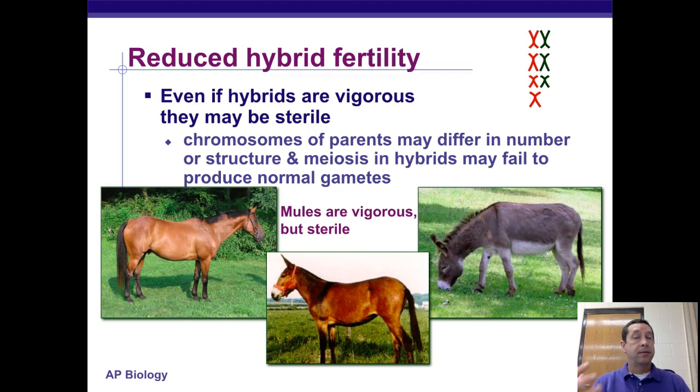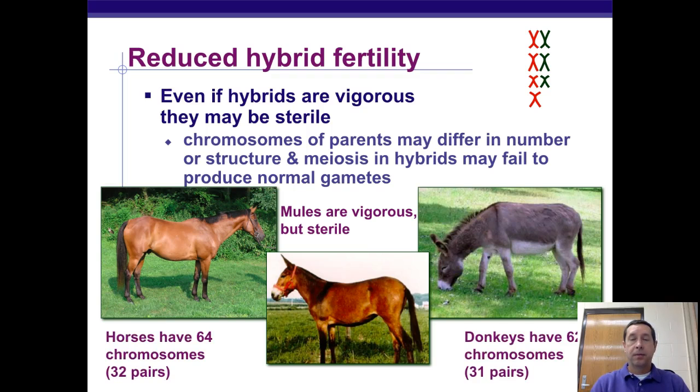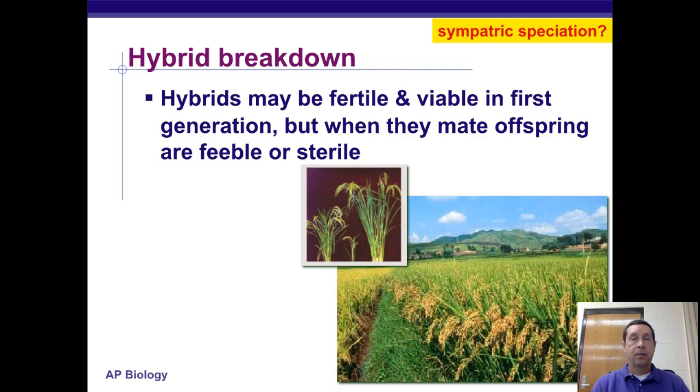Mules are very vigorous, they're very strong, they're bred for their strength, but they can't make more mules. The only way to make more mules is to breed a horse and a donkey. So again, horses have 64 chromosomes, donkeys 62, so there's not a matching number of chromosomes. Mules have 63, one extra. Hybrid breakdown: hybrids may be fertile and viable in the first generation, but when they mate, offspring over generation after generation become feeble or sterile or both.